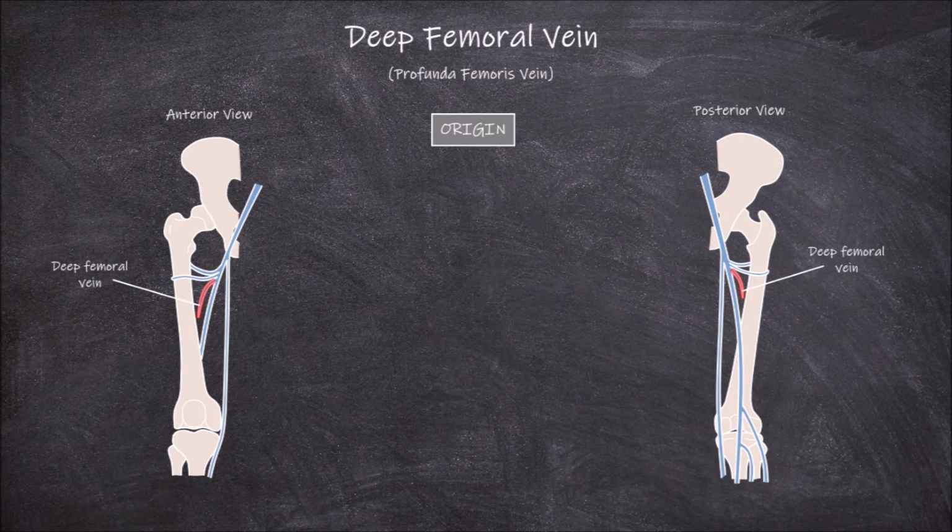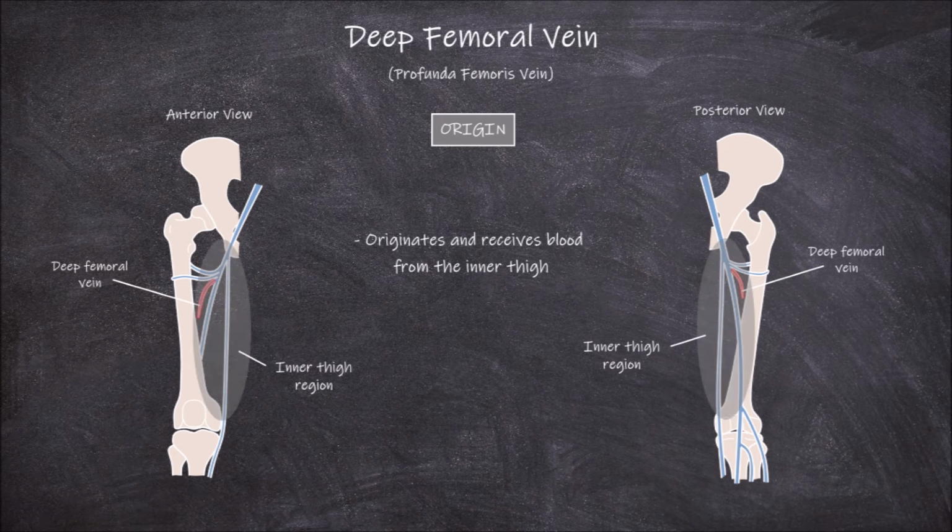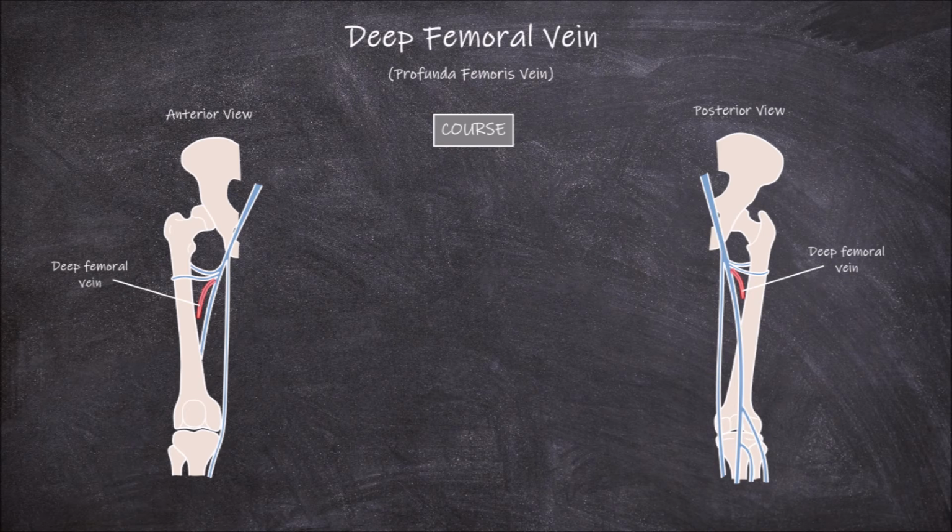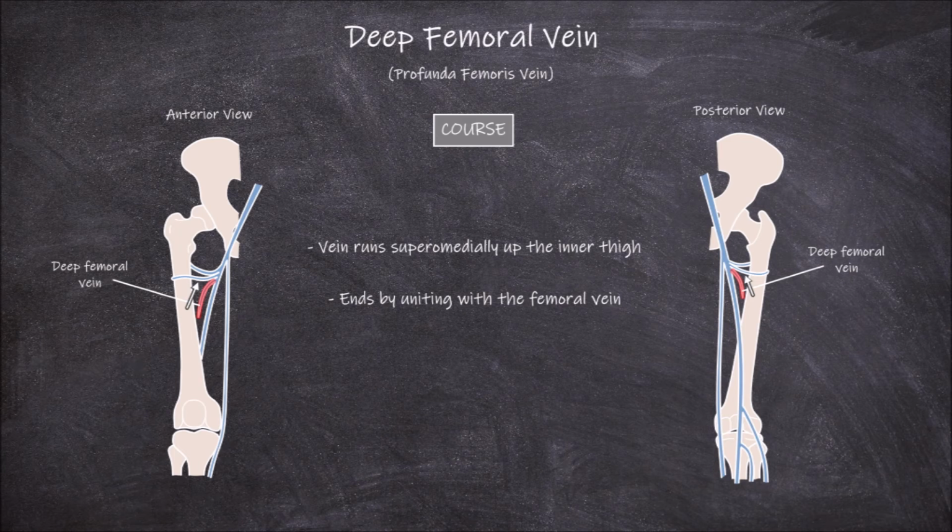Where does this vein originate? This vein originates and receives blood from the inner thigh. What is the course of this vein? This vein runs superior-medially up the inner thigh. This vein ends by uniting with and draining into the femoral vein. The femoral vein can be seen here highlighted in yellow.